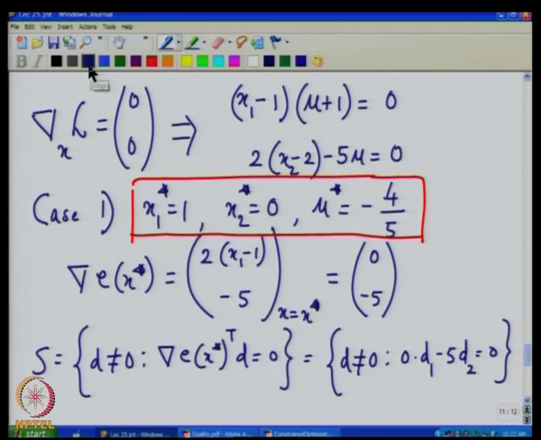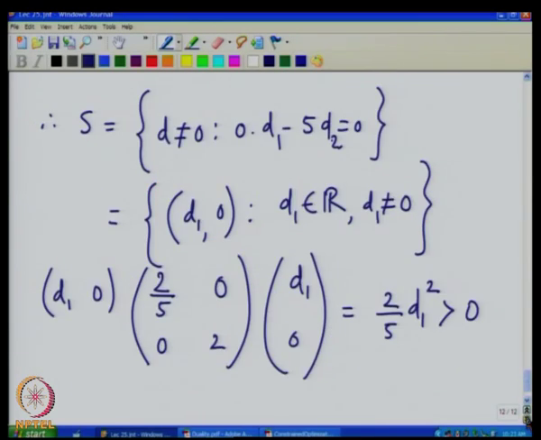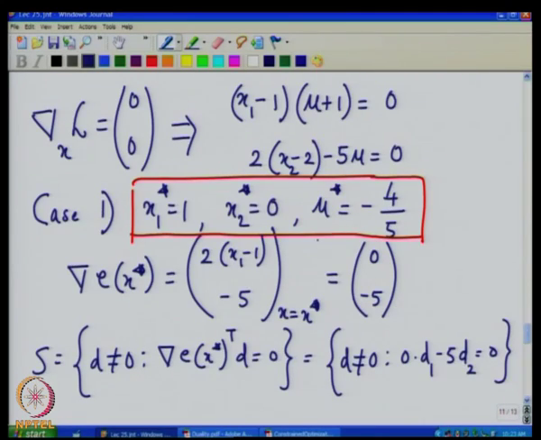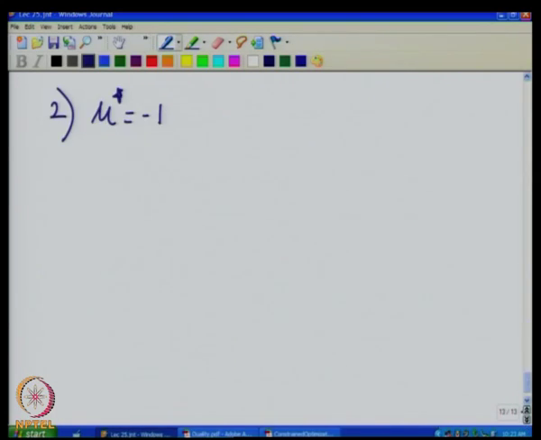Now, let us look at another case. If you recall, we considered the case where x1 was set to 1 and this equation was satisfied. Now, let us consider the case where mu is set to -1. So, we have now case 2 where mu star is equal to -1. Now, if mu star is equal to -1 and if we substitute that here, what we get is x2 star to be also -1.